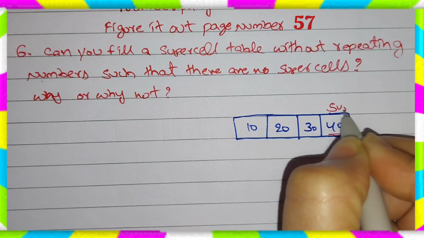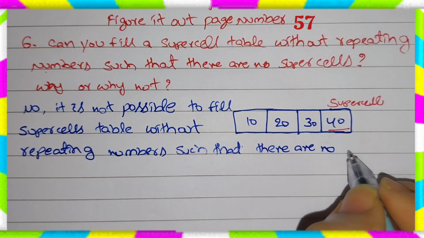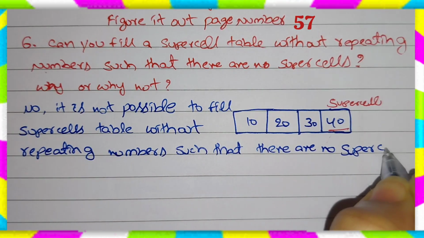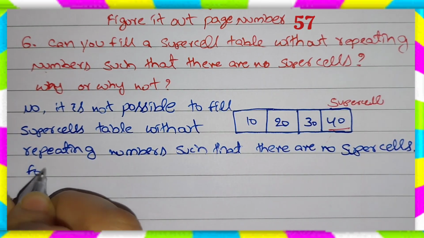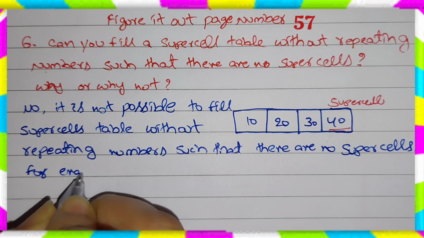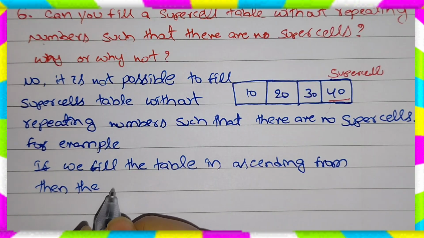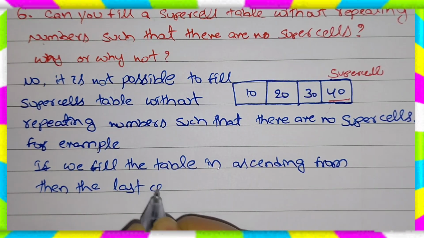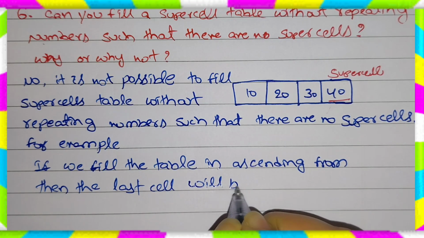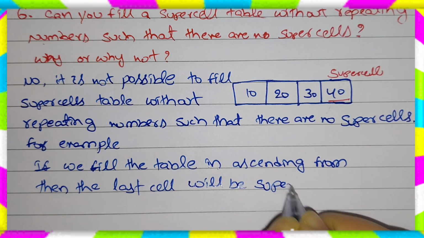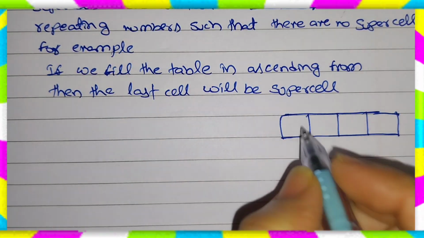What they are saying here is, can you fill a supercell table without repeating numbers? So here I drew a table and filled in the numbers 10, 20, 30 and 40. No, it is not possible to fill a supercell table without repeating numbers such that there are no supercells. For example, if we fill the table in ascending form, then the last cell will be a supercell. You are seeing here I have written it in ascending form.